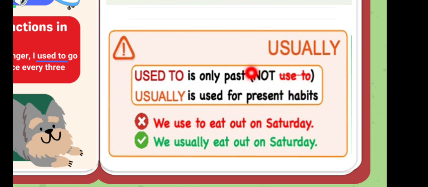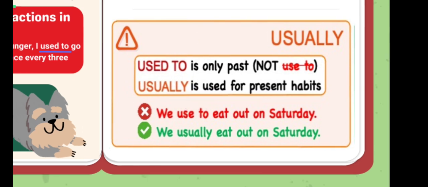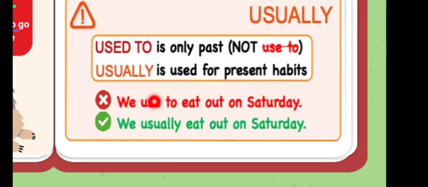Okay, so we don't use this verb in the present for this meaning. If you want to express this in the present, we can use the word "usually". So "we used to eat out on Saturday" is not correct because we never use this verb in the present for this definition. We use "usually", so we can say "we usually eat out on Saturday" and it would be correct. Okay, is this clear?